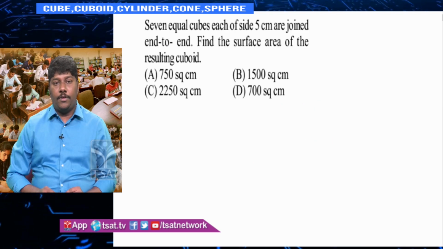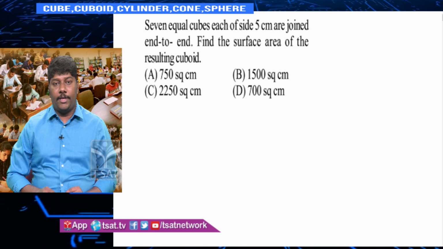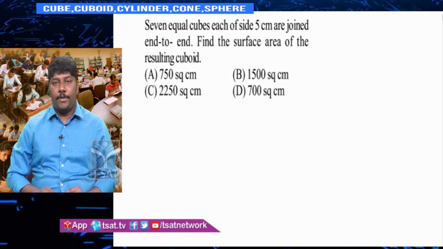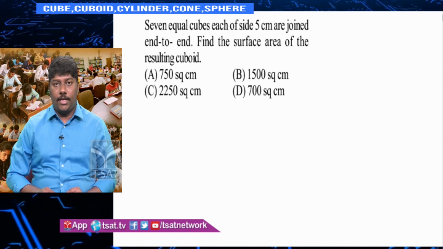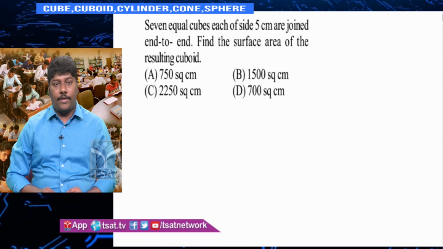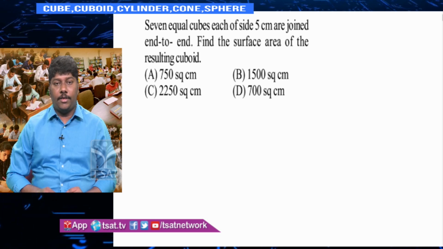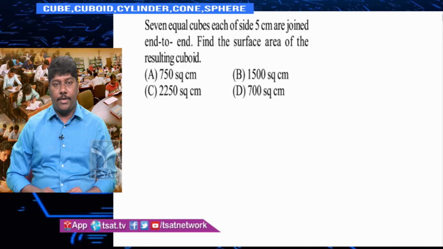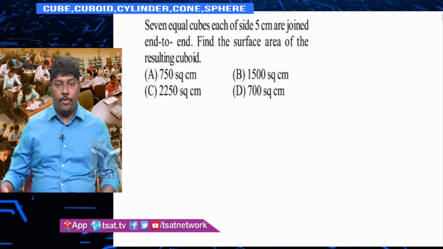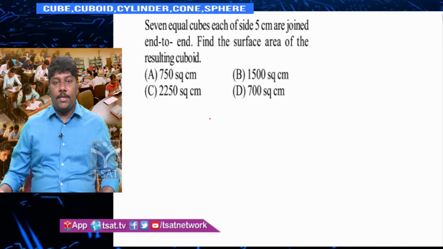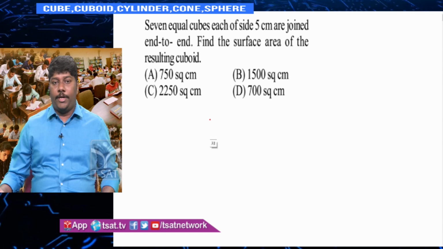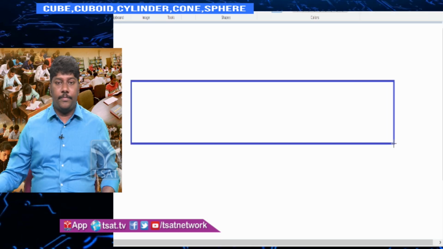Look at the next one. 7 equal cubes of each side 5 centimeter are joined end to end. Find the surface area of the resulting cuboid. So if you add 7 cubes of side 5 centimeter end to end, it will form a cuboid. He is asking you to find the surface area of the resulting cuboid. See how it actually looks.